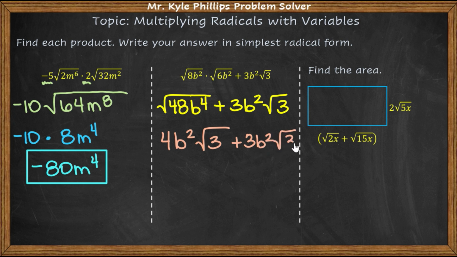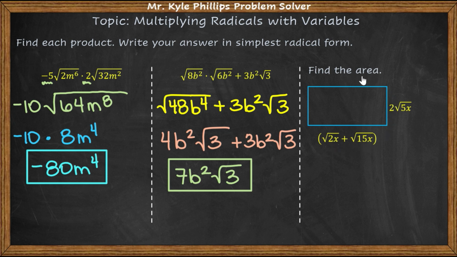squared root 3. I know that the radicals here are the same, but you also have to pay attention to adding these together to make sure that your variables with the exponents are also the same. So I have 4b squared and 3b squared, so I can add these. So my solution is going to be 7b squared root 3. And this will be my solution in simplest form.